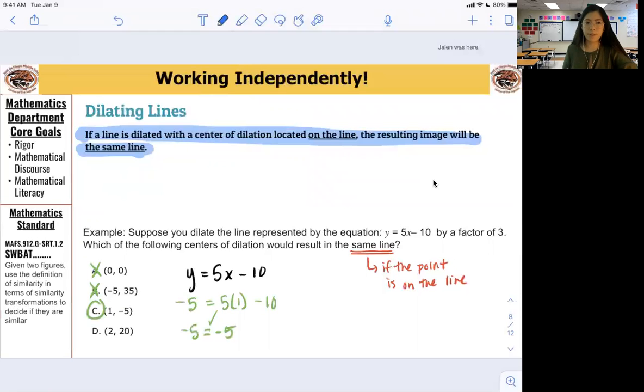Jalen, can you read the definition again one more time, which you read before even though you weren't supposed to? That was by accident, but okay. If a line is dilated with the center of dilation located on the line, the resulting image will be the same line. Don't make a silly mistake on this question.